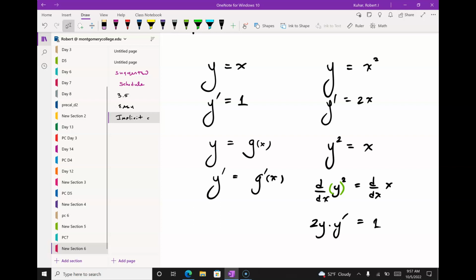So derivative of this side for sure is 1. That's okay, right? Good. We know the derivative of x squared is 2x, so the derivative of y squared must be 2y. But I have to do the chain rule. When it's not in terms of x, I must do the chain rule, right? So derivative of the inside is y prime.